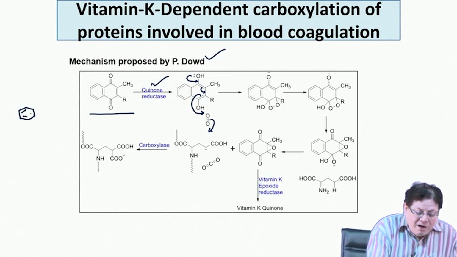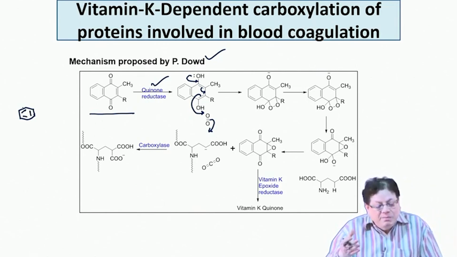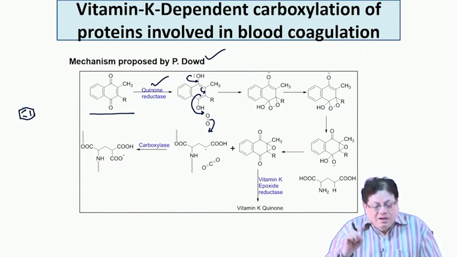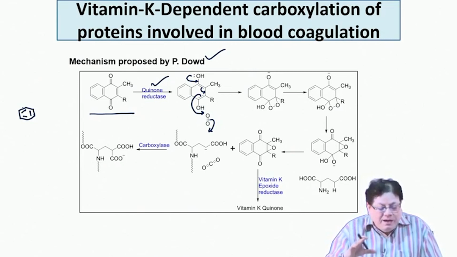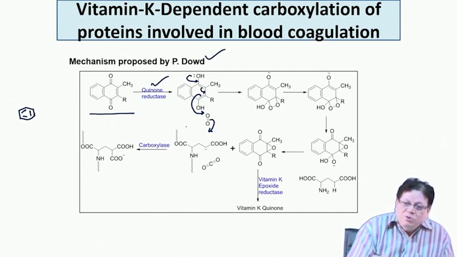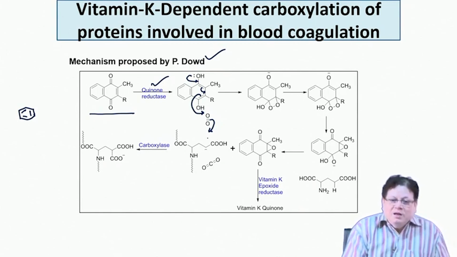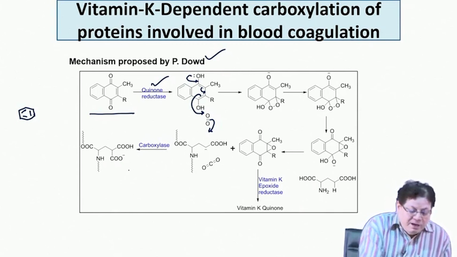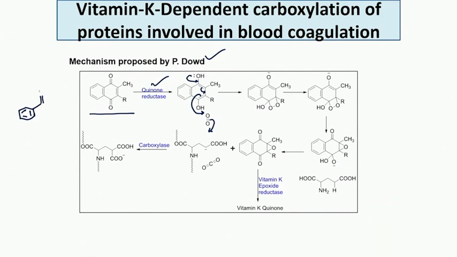In the earlier mechanism, before the 1980s, another mechanism was proposed, but that did not involve oxygen. Everybody thought that oxygen does not play any part here, but later on it was found that oxygen is required for this carboxylation, and Paul Dowd did some experiments to show the involvement of oxygen. So, what is happening here? You have this double bond O and a double bond here and an OH here, and this will become OO minus.